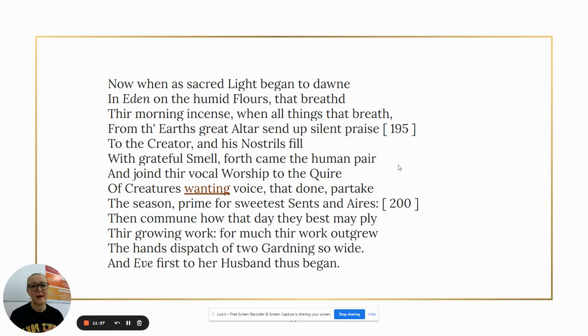Well, first of all, let's see this pair wake up in Eden. And as we all do, I know I did it at 5:10 when my son woke me up, I just sang for the joy and wonder of being alive. They joined their vocal worship to the choir of creatures wanting voice. And then, like any typical couple, they commune how that day they best may ply their growing work. I know my husband and I start every Saturday morning discussing the division of labour, who's doing the washing, who's walking the dog, who's making dinner.